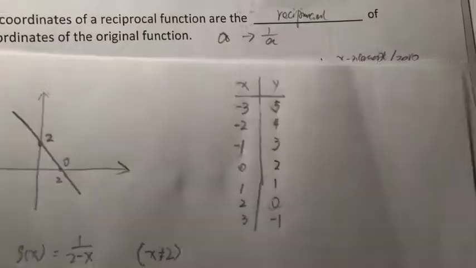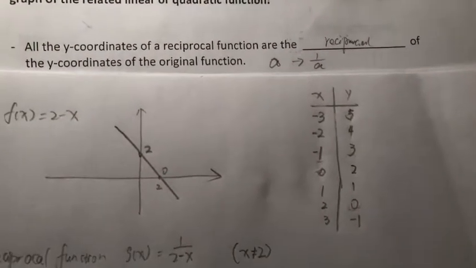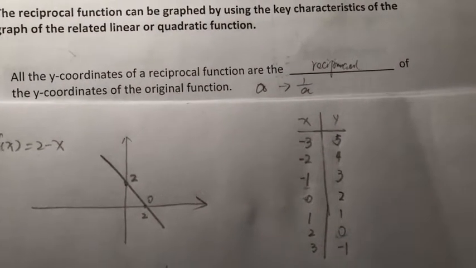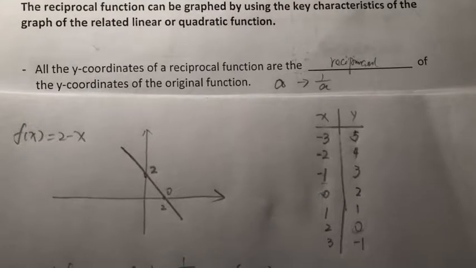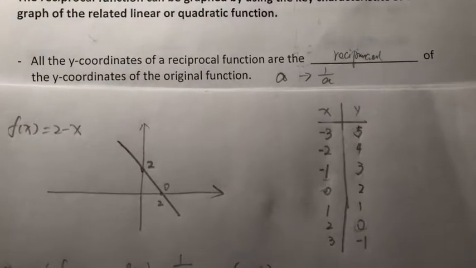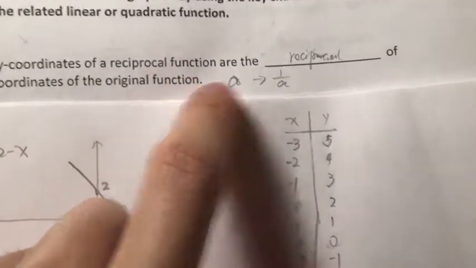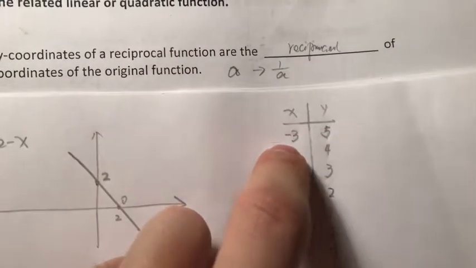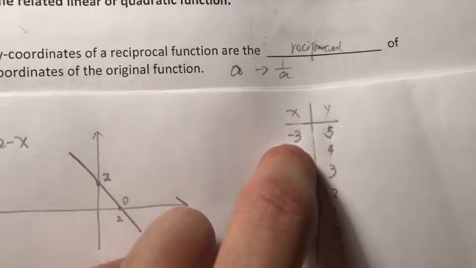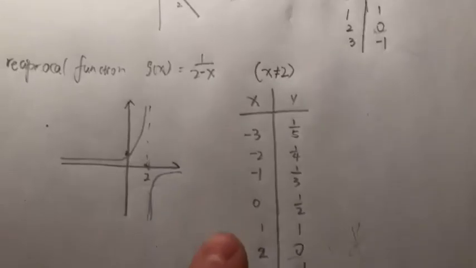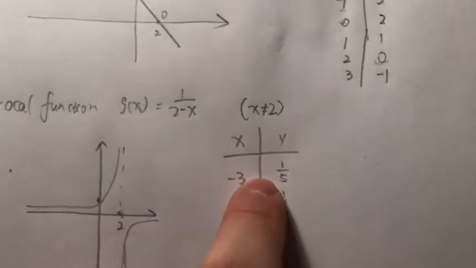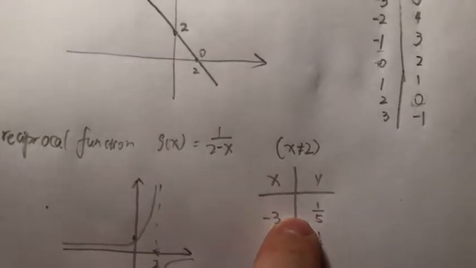So in summary, all the y coordinates of the reciprocal function are the reciprocal of the y coordinates of the original function. I'll write it down very simply. Let's see, if the y at x is minus 3 is equal to 5, then the reciprocal function is 1 over 5. So it's very clear.